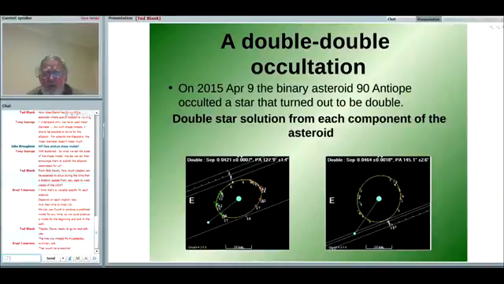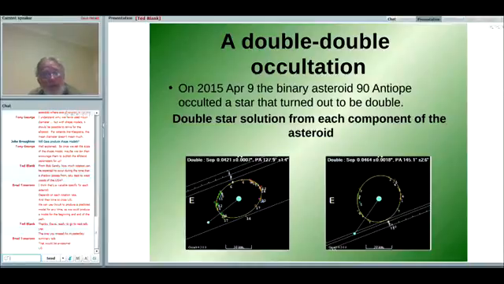This was an interesting one. I forget whether this was observed in the US or the States. But it was a double occultation. The binary asteroid 90 Antiope occulted a star which turned out to be a double star. So the double star solution, this plot shows the double star solution looking at each component of the asteroid separately. And there's significant differences there, with a relatively low number of chords and parameters about the shape of the asteroid. But you can see the type of uncertainties that you can get out of it.